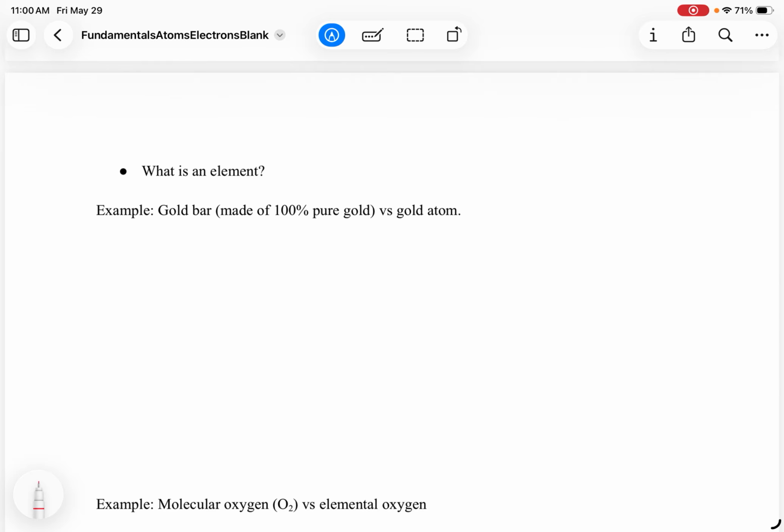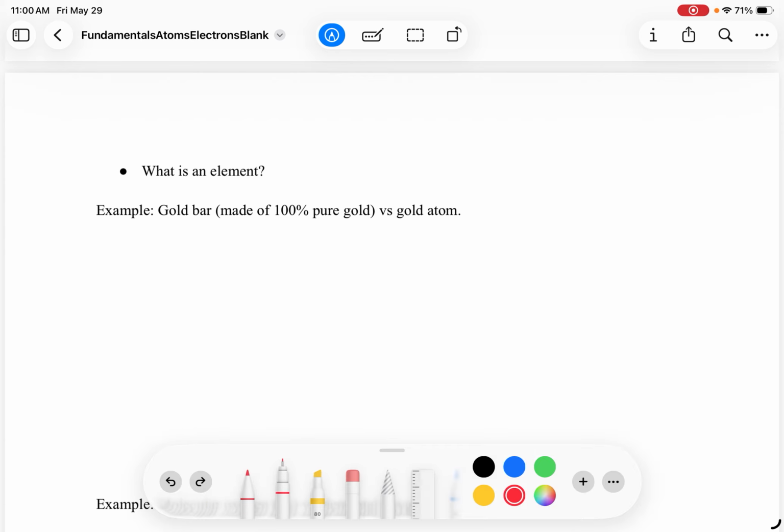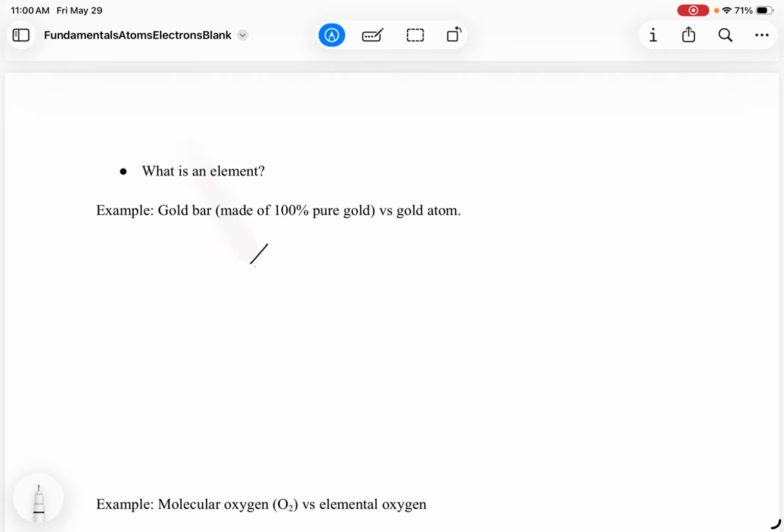So what is an element? Let's look at some examples. Let's look at the example of a gold bar. We're going to assume that this gold bar is made of 100% pure gold, versus a gold atom. So we should draw a representation. This is your gold bar. And this is your gold atom. We can just draw it as a circle.